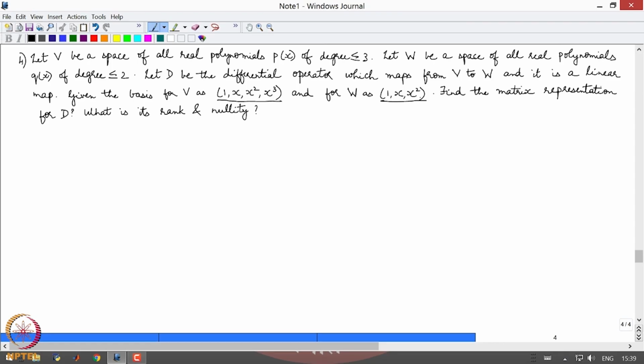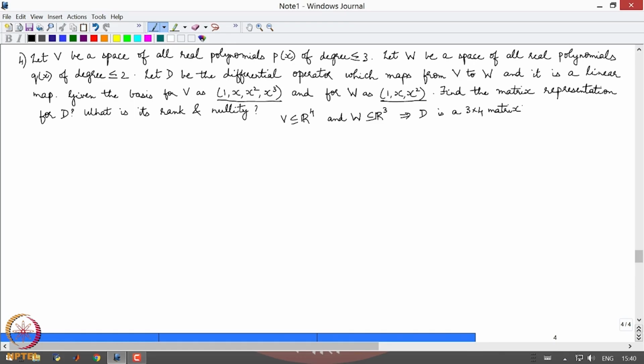Okay. So, firstly we can verify that V is a subset of R4 and W is a subset of R3, which implies that D is a 3 by 4 matrix, or it has a 3 by 4 matrix representation, and we are asked to find out that matrix.